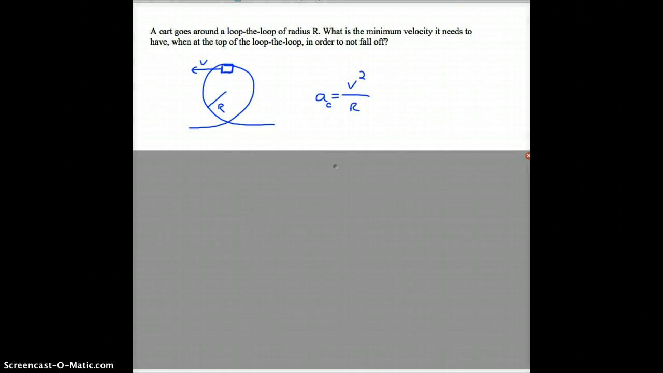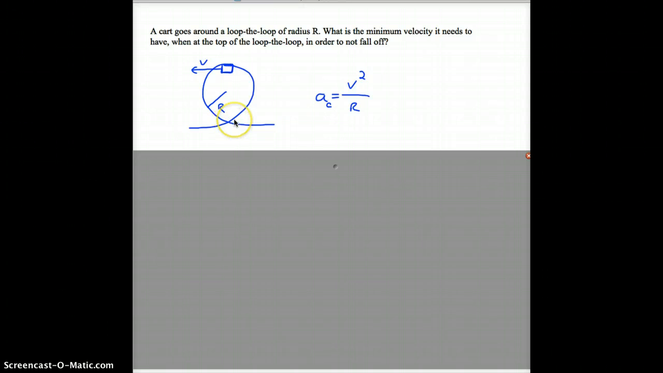This is a problem involving uniform circular motion and also having to do with the critical case, where something barely happens or doesn't happen. So the setup of the problem is a cart goes around a loop-the-loop of radius r, and we want to know what is the minimum velocity it needs to have when at the top of the loop-the-loop in order to not fall off. You could imagine that if a cart were going too slowly, then when it gets up there, it would fall off. It wouldn't make it all the way around.